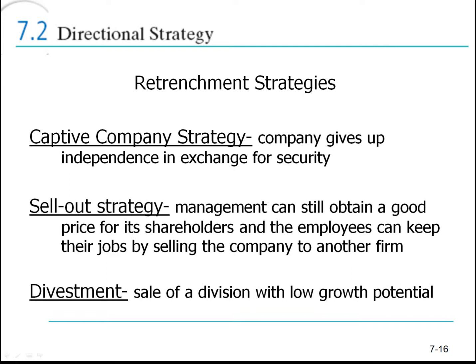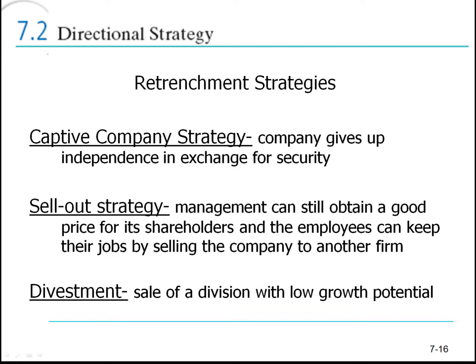Sellout strategy. This is when management can still obtain a good price for its shares. So the company hasn't gotten so bad, you can sell the company and you sell out the shares, and the company still survives. People keep their jobs, but you're no longer running the company. Think of this more so as a merger, okay, or an acquisition. So you're selling your company, you're allowing your company to be acquired by another organization.